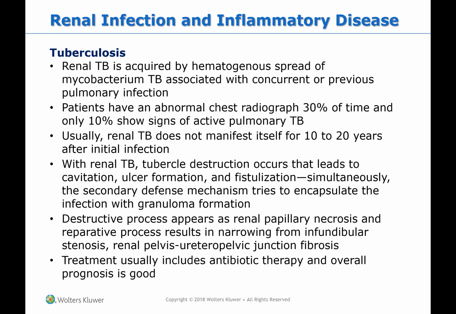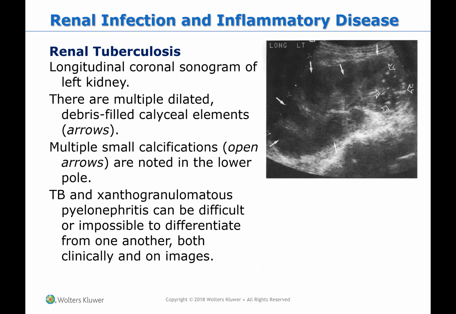You can also get renal tuberculosis if you've had an infection of tuberculosis. Usually the renal TB does not manifest itself until 10 to 20 years later. Usually it's good with antibiotic therapy though. This is a patient with renal tuberculosis. The calyces are dilated.